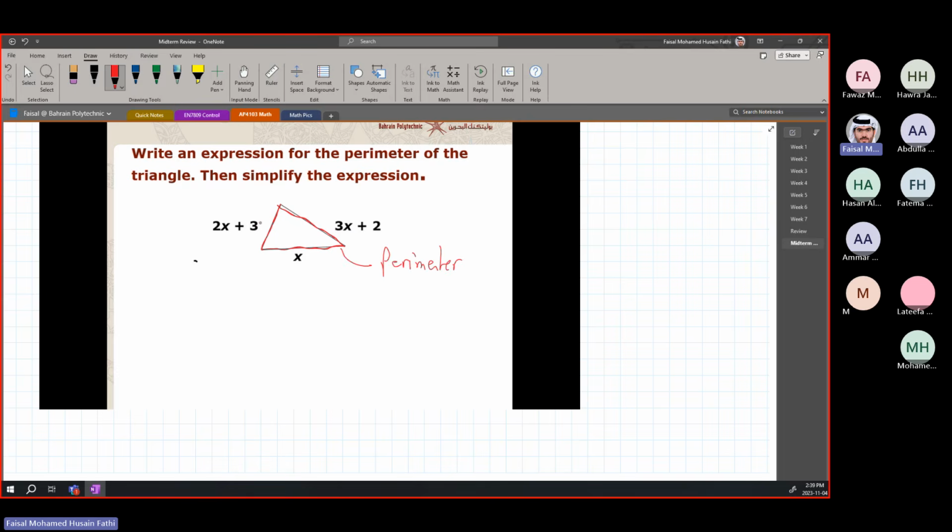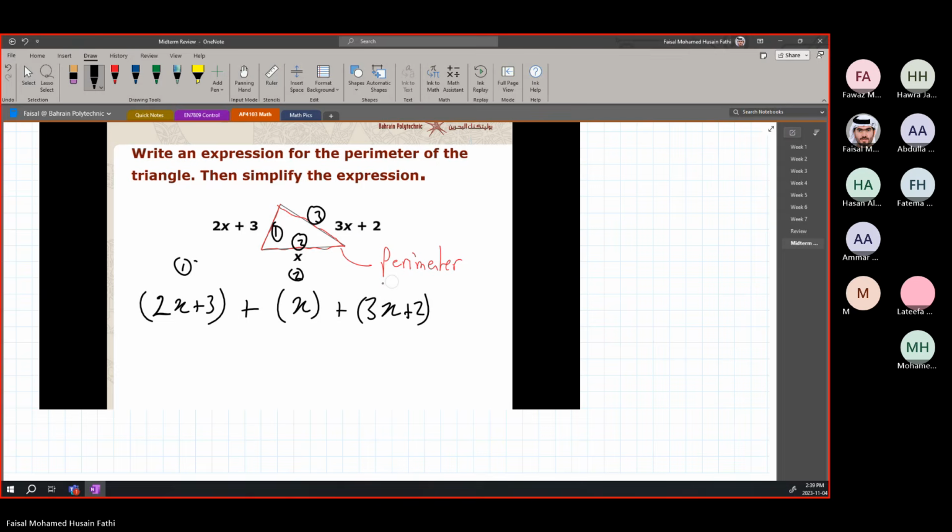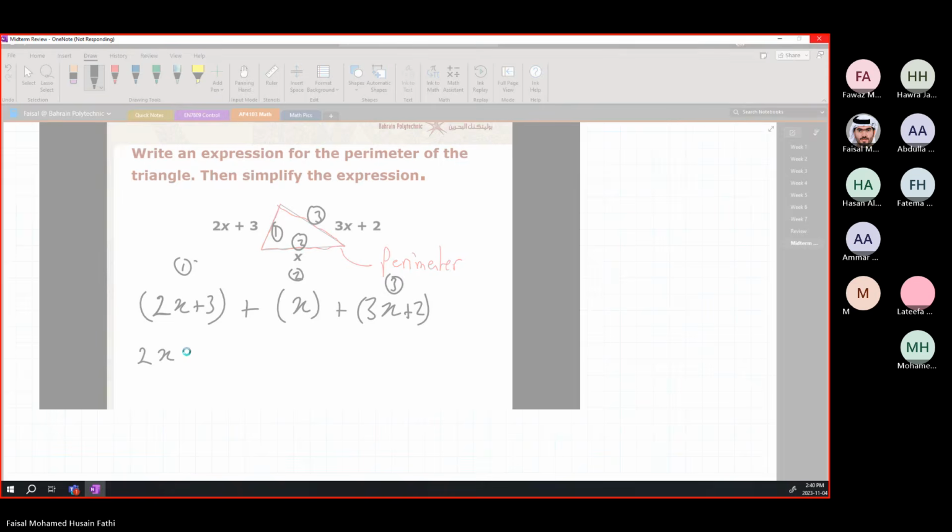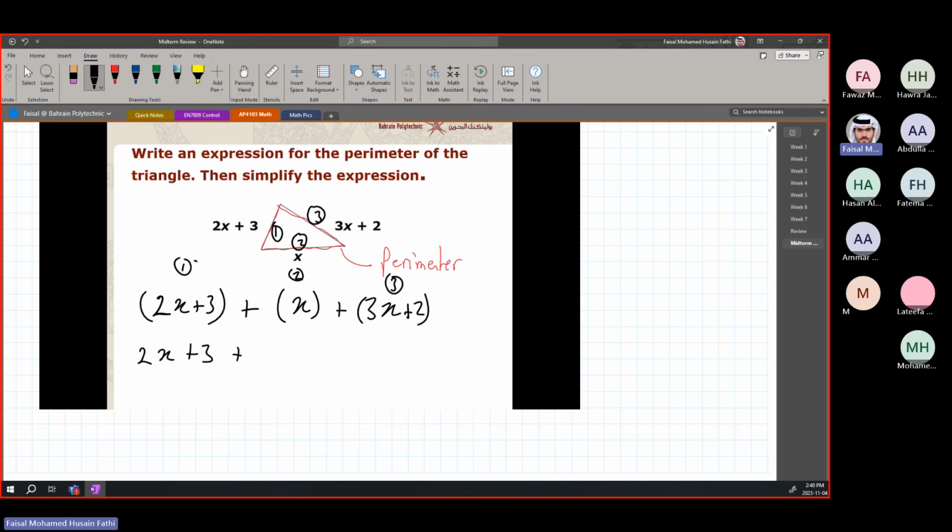So to do that, we simply do 2x plus 3, side number 1, plus side number 2, which is x, plus side number 3. Let's call this side number 3, this is side number 2. Side number 3 is 3x plus 2. And we simplify 2x plus 3 plus x plus 3x plus 2.